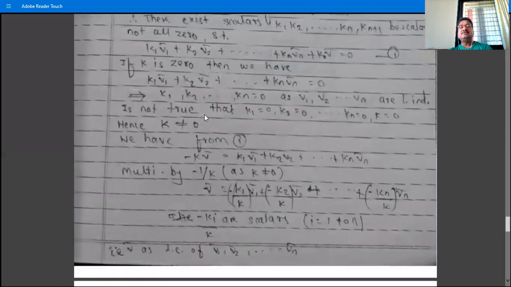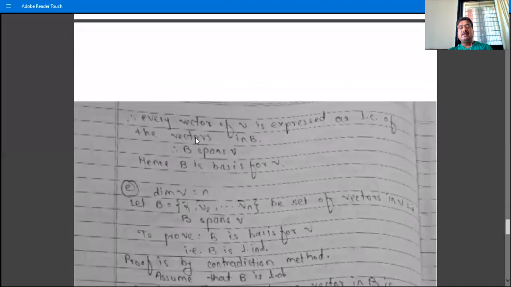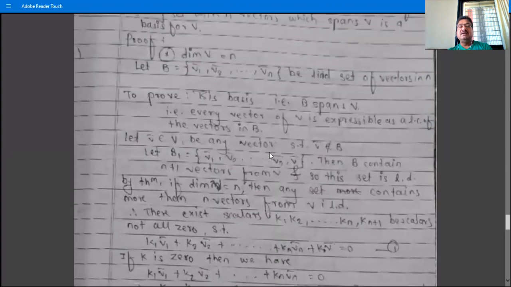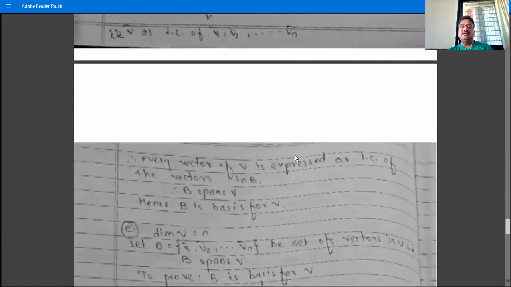And therefore, since this v̄ is any vector of V, every vector of V is expressed as a linear combination of vectors in B, that is v1, v2, ..., vn. Therefore B spans V. And therefore B is a basis for V, because B is already a linearly independent set, and we have shown that B spans V.